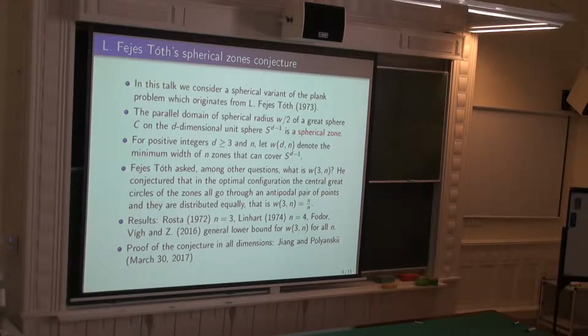Fejes-Tóth asked, among many other questions, what is the minimum width of strips or zones with which we can cover the three-dimensional sphere. He conjectured that in the optimal configuration, all of the central great circles go through a pair of antipodal points and are distributed evenly. This was proved very recently, at the end of March this year, by Jiang and Polyansky. Partial results were earlier due to Rosta for three zones and Linhart for four.